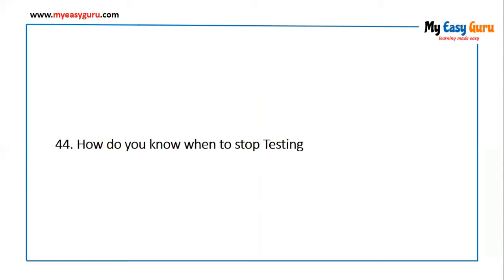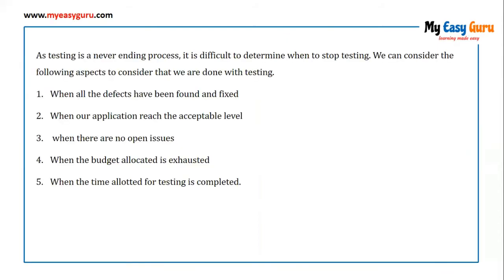How do you know when to stop testing? As testing is a never-ending process, it is difficult to determine when to stop testing. We can consider the following aspects to decide that we are done with testing. First, when all the defects have been found and fixed. Second, when our application reaches an acceptable level. Next, when there are no open issues. Next, when the budget allocated is exhausted. And the last one, when the time allocated for testing is complete. Based on these scenarios, we can decide that we can stop testing.